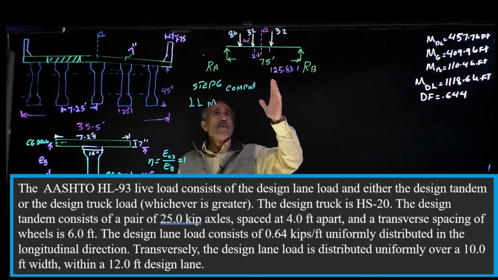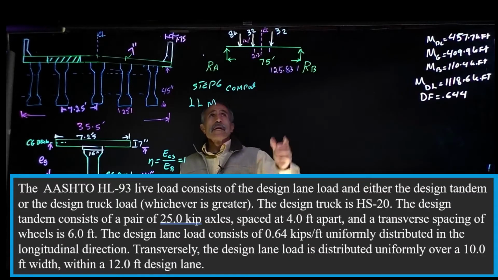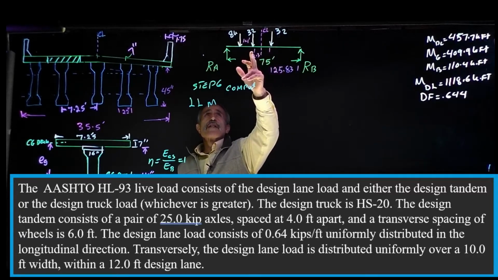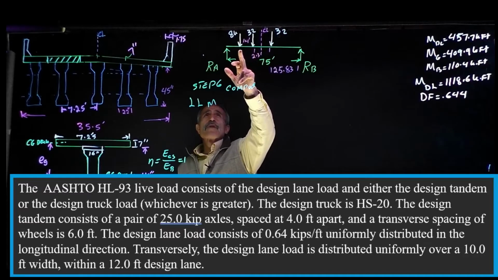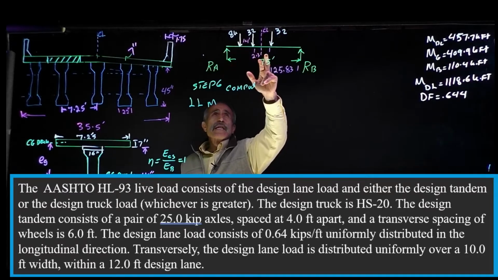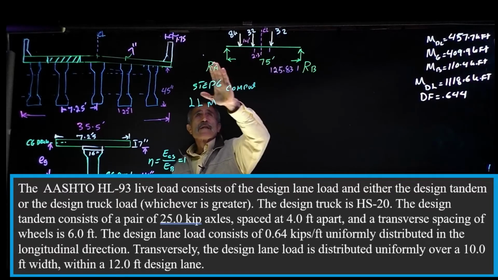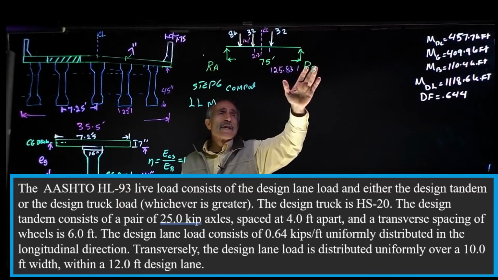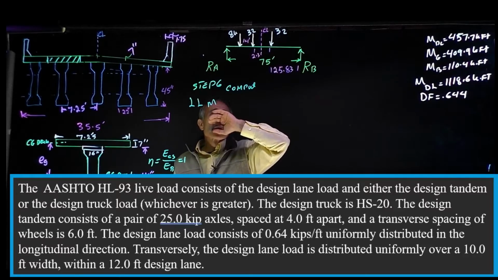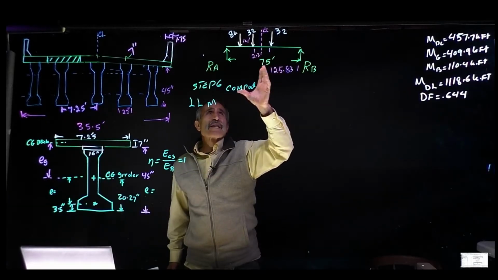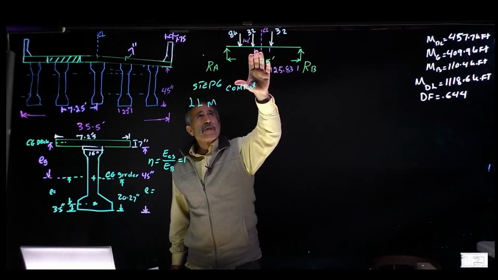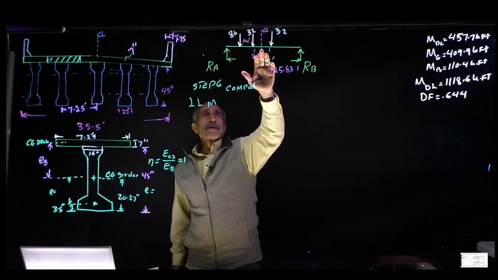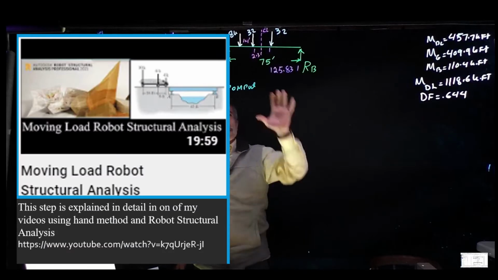We said when we have an HL-93 loading, that means you have a 32 kip axle, and 14 feet later you have another 32 kip axle, and then you have another 8 kip. We said the maximum moment, and we used structural analysis, we ran the vehicle all the way from one end to the other end, and we did the influence line, and we found out that if the center tire is about 2 feet 4 inches away from the center line, that's where you get the maximum moment. So that's why we have that there.